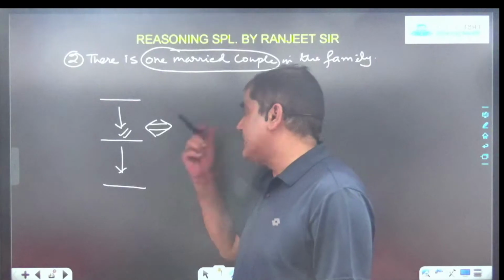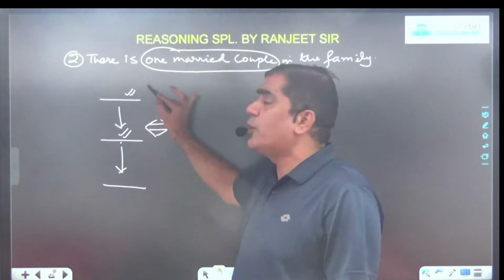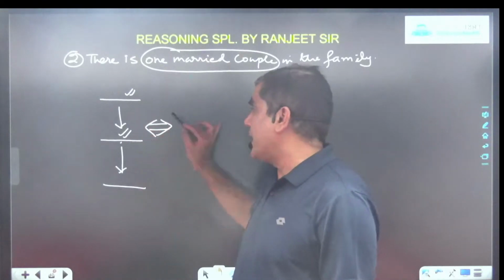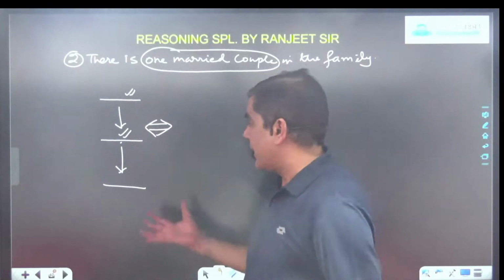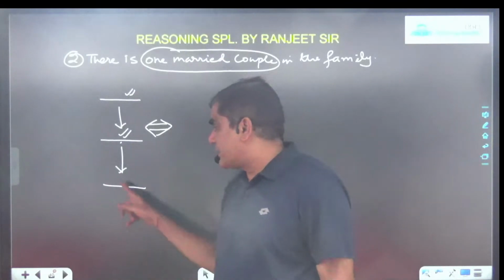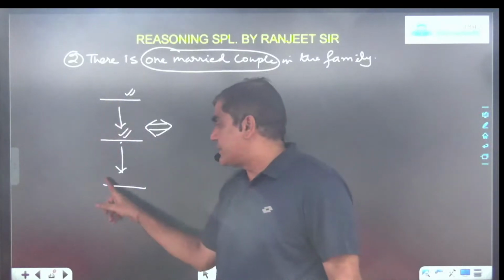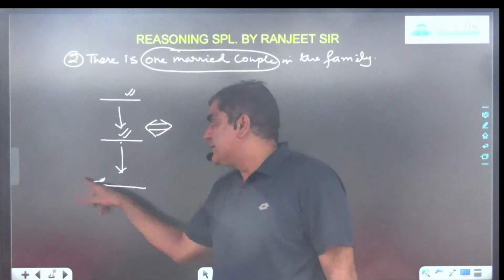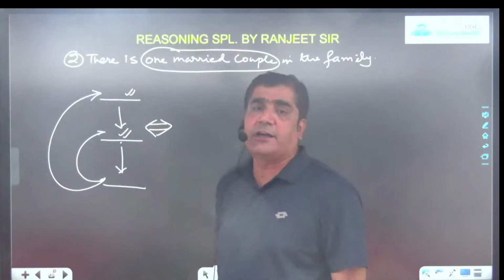Now, here comes a point: this person also has got one son or daughter. So why can't this married couple be in the first generation? Simple logic is, the last generation belongs to children. For this generation, this will be father, mother, and this will be grandfather, grandmother. With respect to the third generation, this will be father, mother, and this will be grandfather or grandmother.